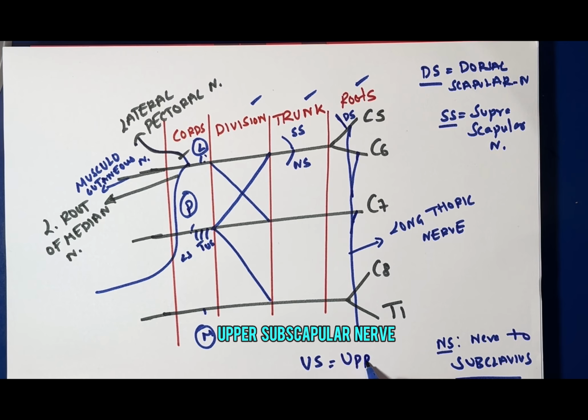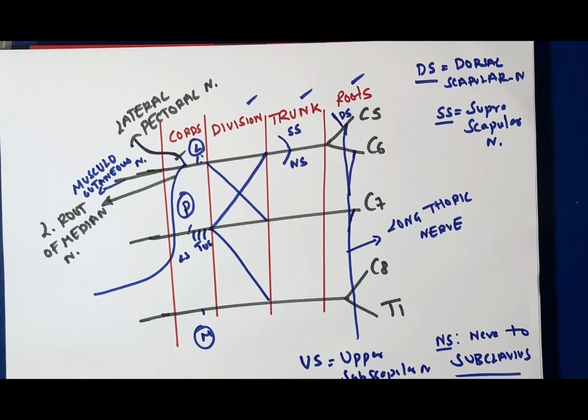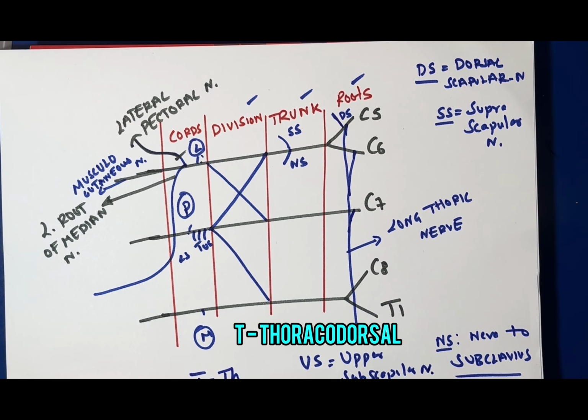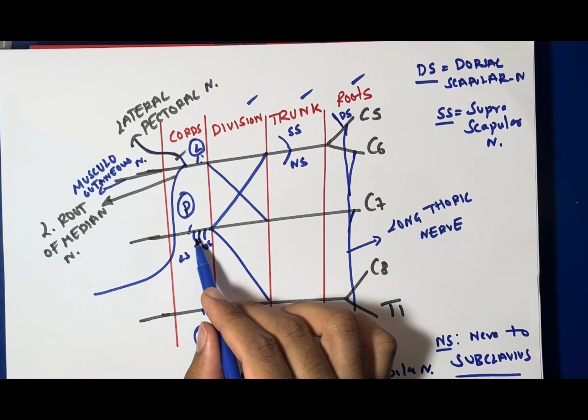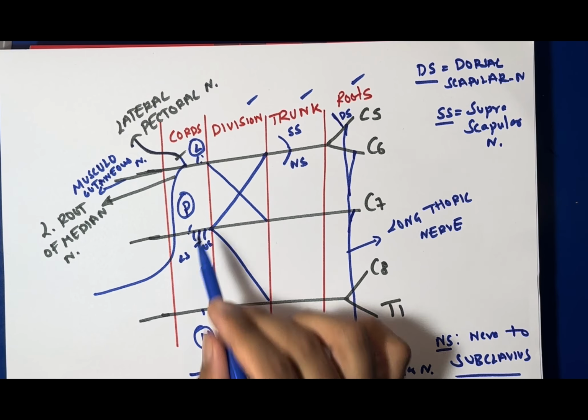Upper subscapular nerve. LS is again simple. Lower subscapular nerve. What is T? Thoracodorsal. Important. T is thoracodorsal. Important nerve again, supplies your latissimus dorsi. These are the 3 branches coming from the posterior cord.